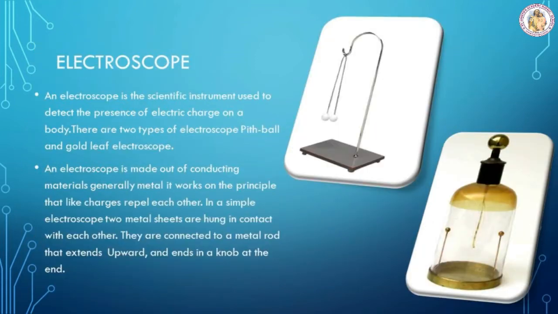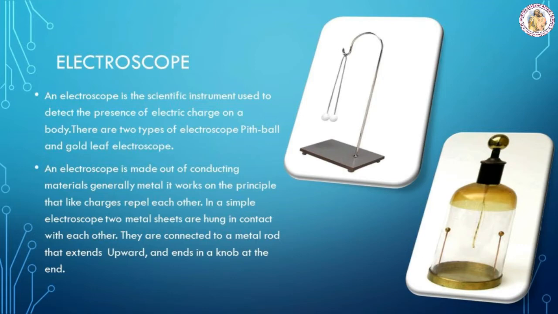Electroscope. An electroscope is a scientific instrument used to detect the presence of electric charge on a body. In the year 1600, British physician William Gilbert invented the first electroscope. It is the first electrical instrument. There are two types of electroscope, pith ball electroscope and gold leaf electroscope. An electroscope is made out of conducting materials, generally metal. It works on the principle that like charges repel each other.